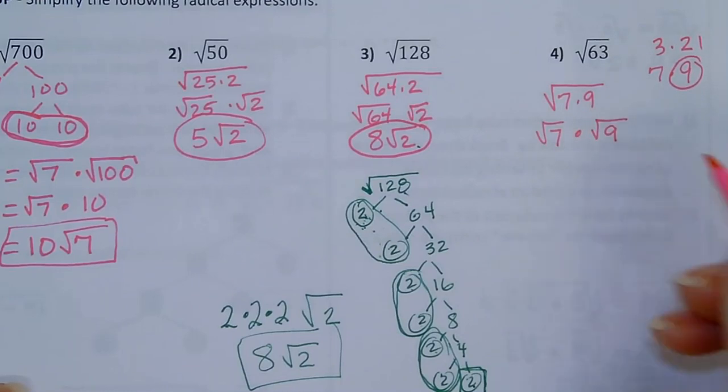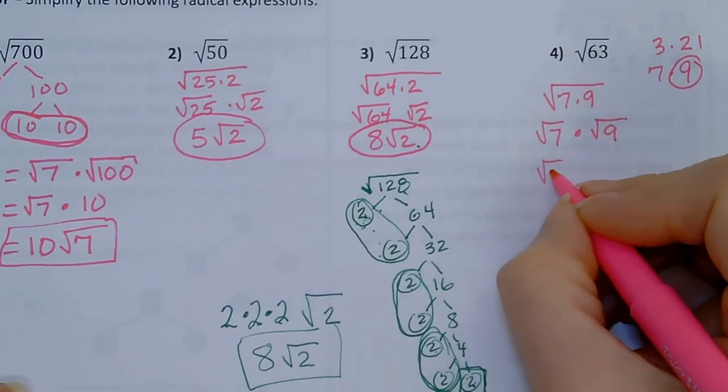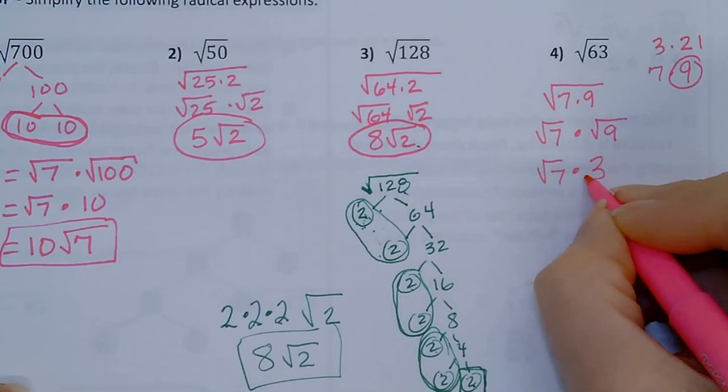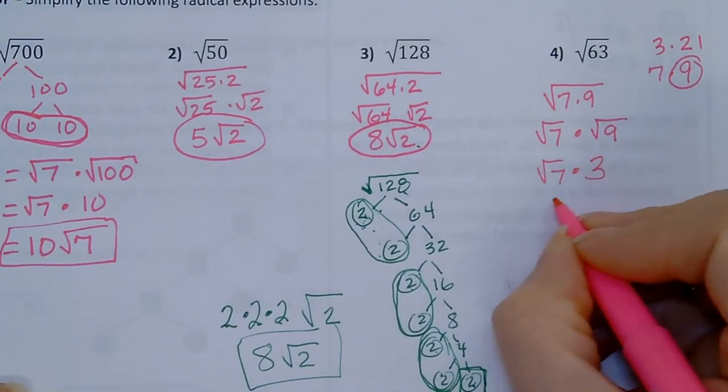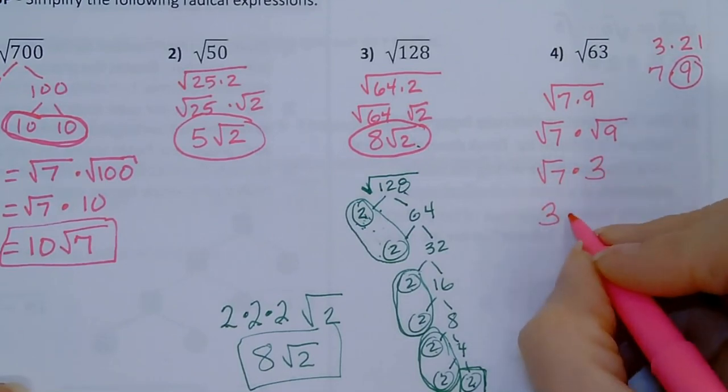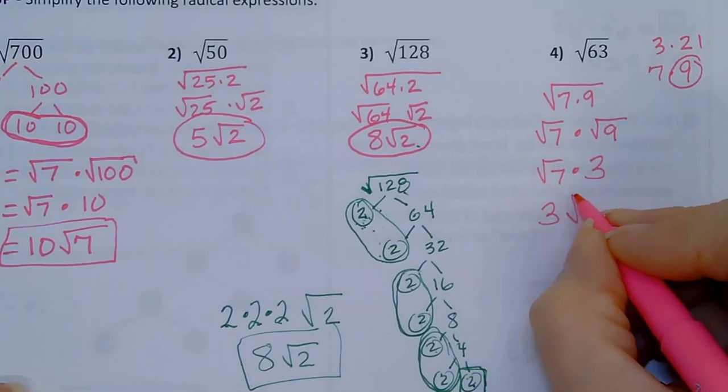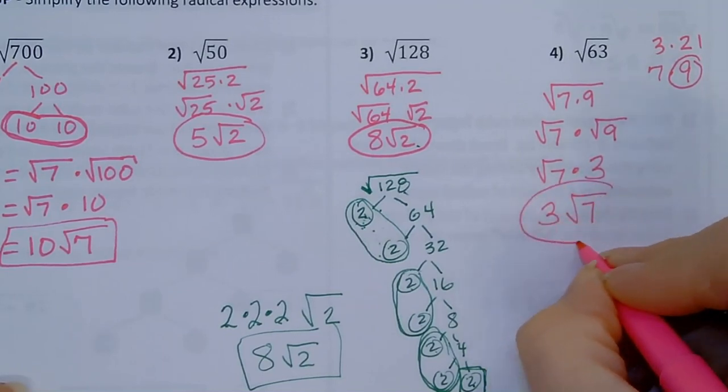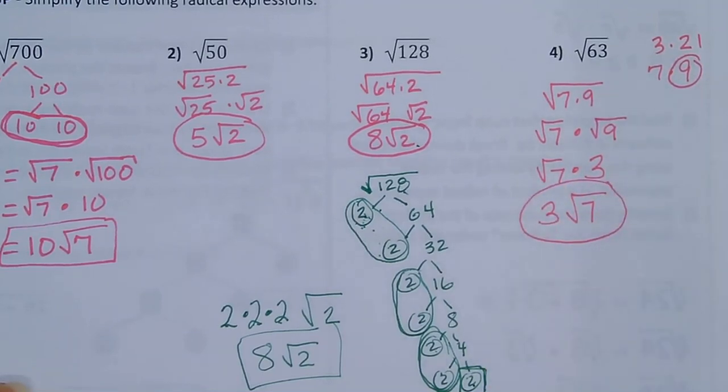I did that because I know the square root of 9. So I have the square root of 7 times 3, and I'm going to rearrange that so that I have my number all by itself in the front, times the square root of 7. And that is my answer.